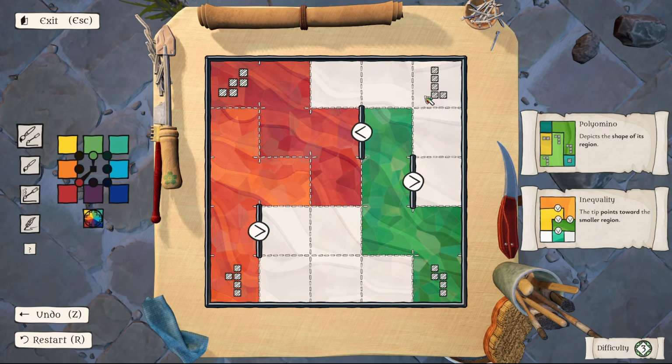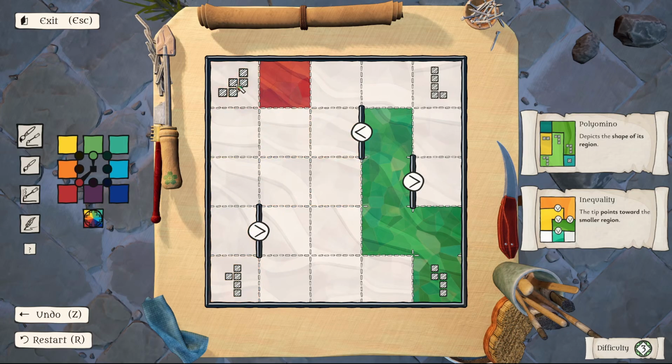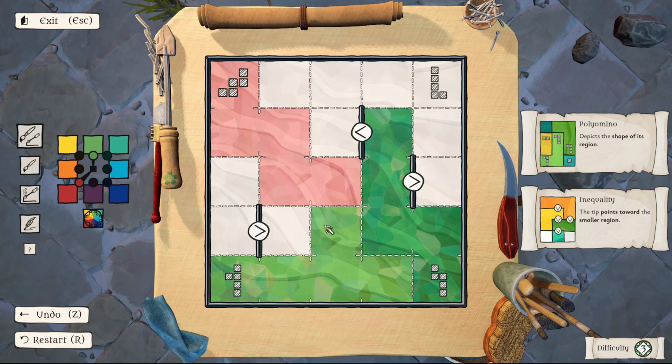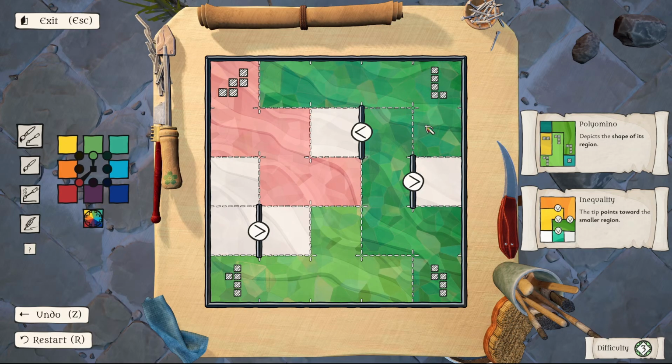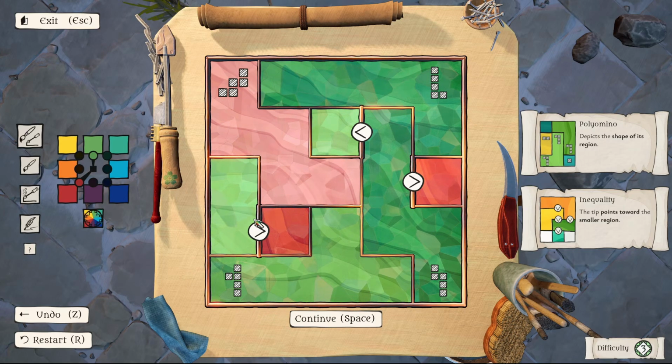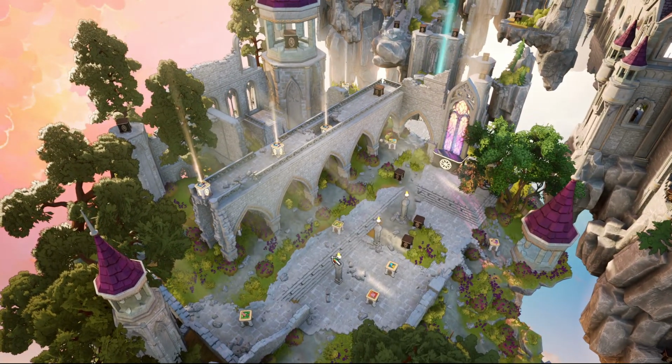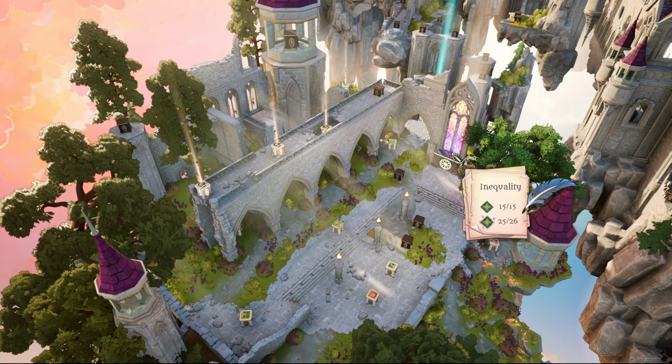Oh dear. You don't fit another way. Yeah, you do. You fit that way. Okay, now you fit. Single, single, single, double. Huh. That was not intuitive. That was good. How are we doing? Oh, really close to silver.